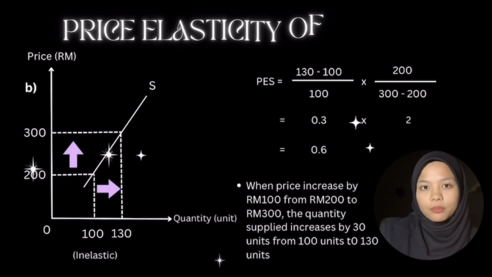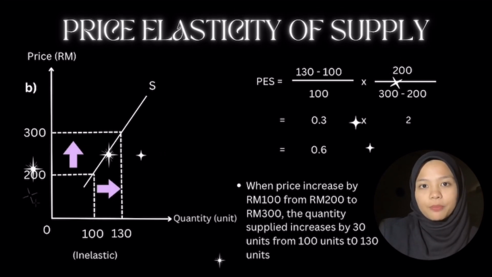Next to question 4B. Based on question B, the price is increased from 200 ringgit to 300 ringgit and the quantity of supply increased from 100 units to 130 units. After making a calculation using the formula that has been given, I found that the type of elasticity of supply curve is inelastic. This is because the price is increased from 200 ringgit to 300 ringgit, and the quantity of supply also increased, but the percentage is small, from 100 units to 130 units.